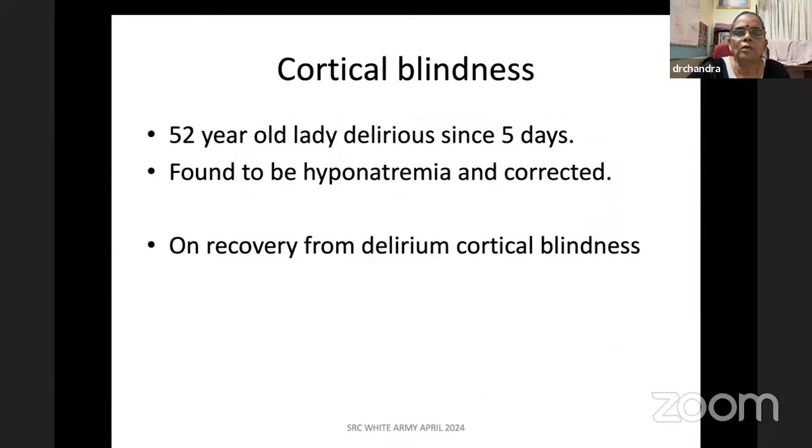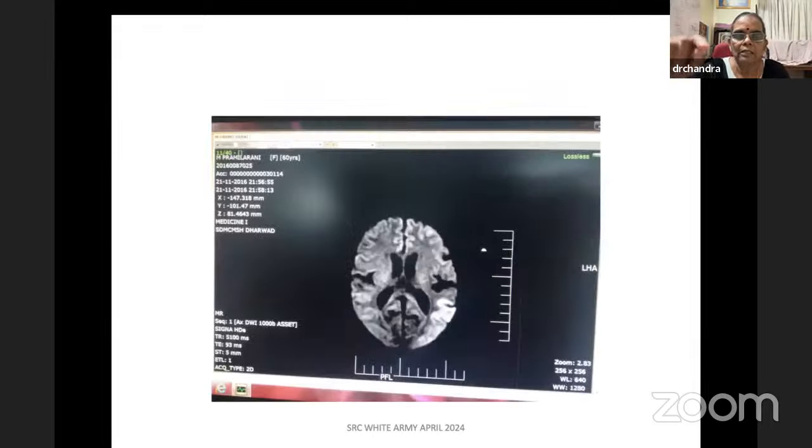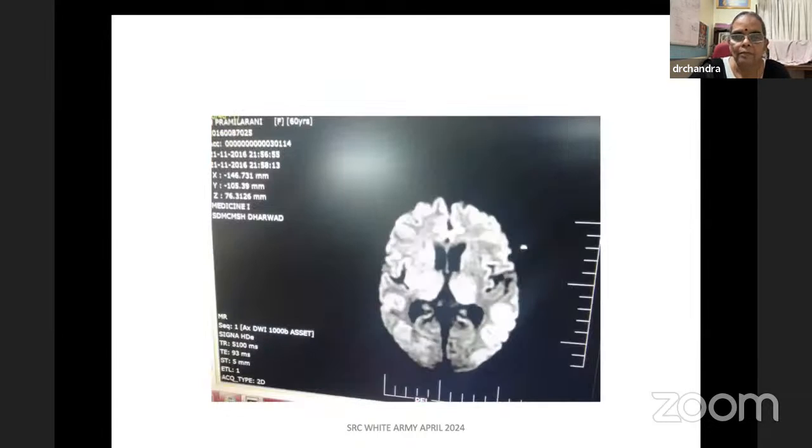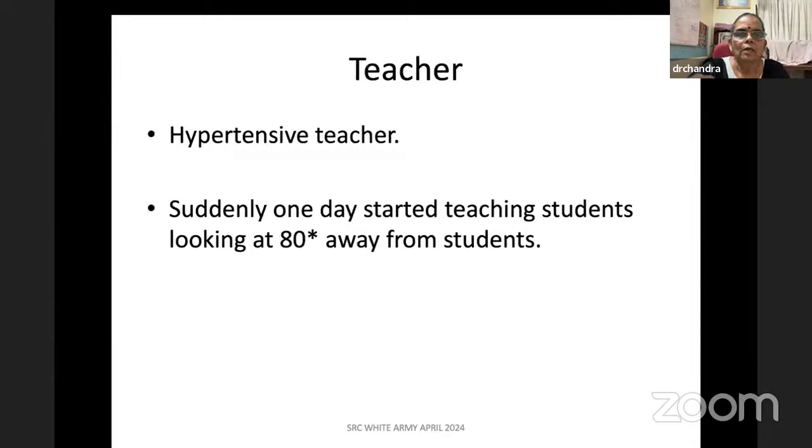And a 52-year-old lady, delirious for 5 days, was found to be hyponatremic and corrected. On recovery from delirium, she had cortical blindness. And this is what we saw here: cortical areas showing ribboning, and the thalamus showing hyperintense signals.